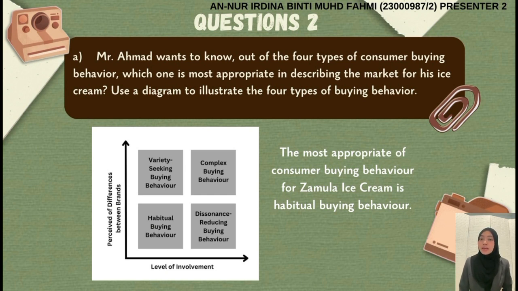Then, habitual buying behavior has low perceived differences between brands and a low level of involvement. And the last one, dissonance-reducing buying behavior, has low perceived differences between brands but a high level of involvement. Thus, the most appropriate consumer buying behavior for Zamula ice cream is habitual buying behavior.